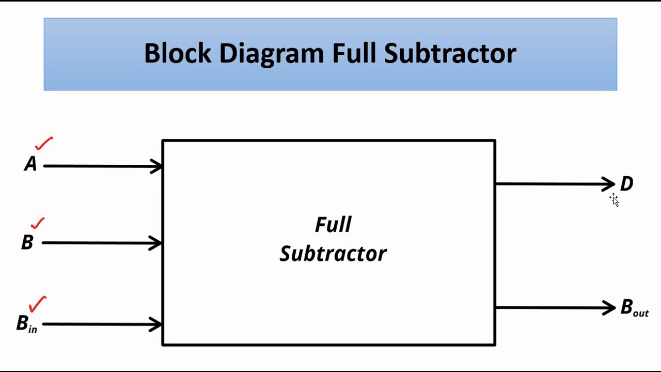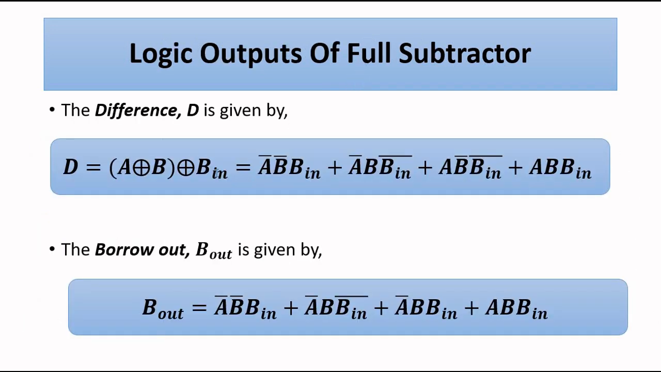So the 2 outputs are D and B out, difference and output borrow. The logical output of the full subtractor, the difference output D, is given by A XOR B XOR B in, similar to the full adder. It is expressed as A bar B bar B in, or A bar B B in bar, or A B bar B in bar, or A B B in. So this is AND here.